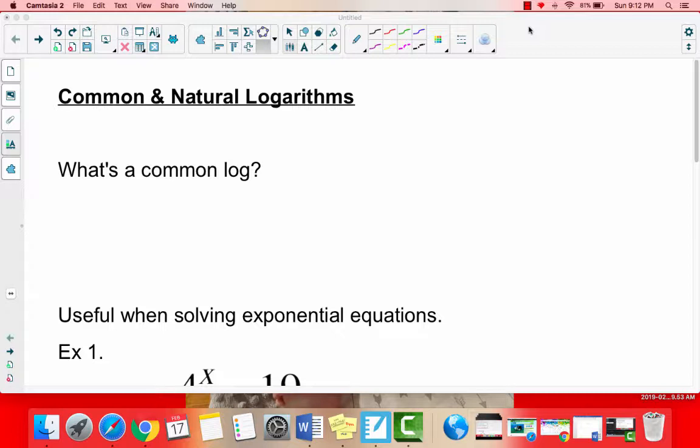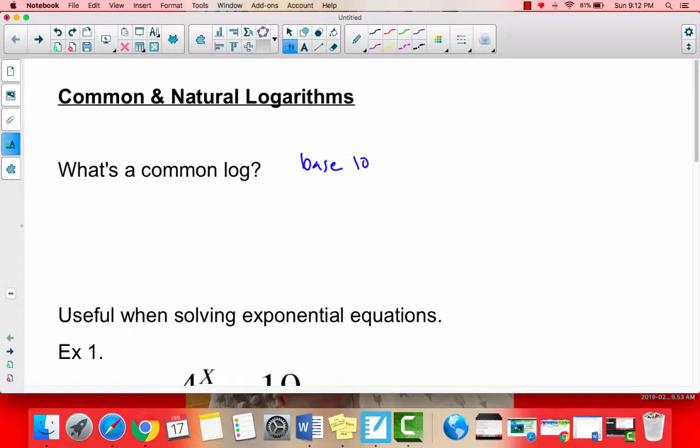A common log is just a log function that's going to have a base of 10. Now that might look something like this: log base 10 of x equals 2. You can take common log functions and write them in exponential form just like we've done before. The key thing here is that the base will always be 10, so that's going to be very important.